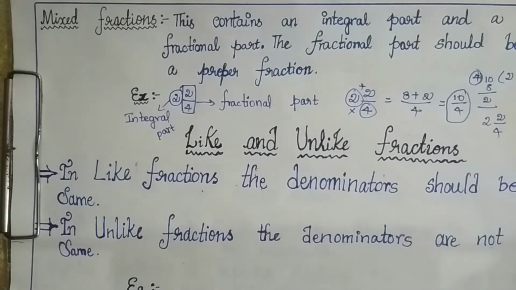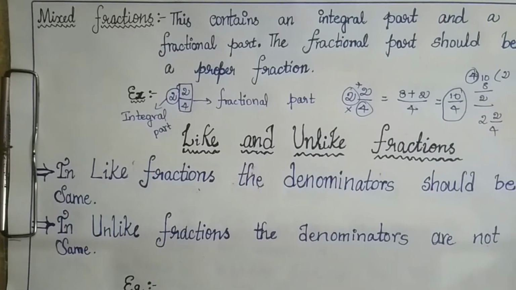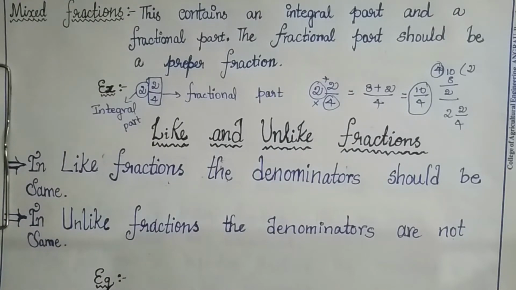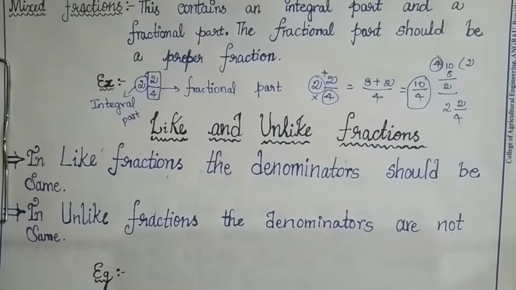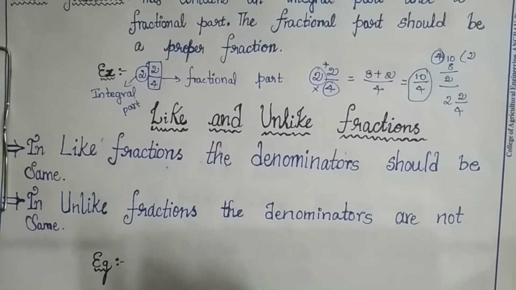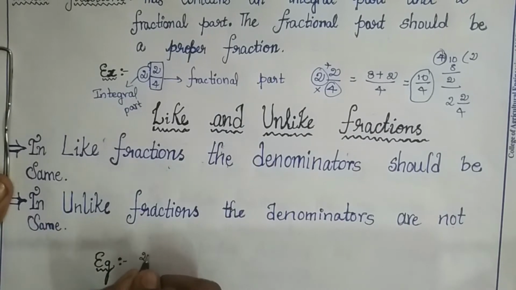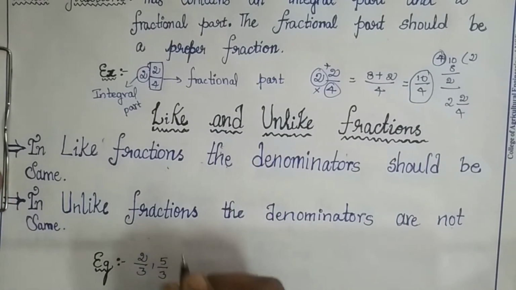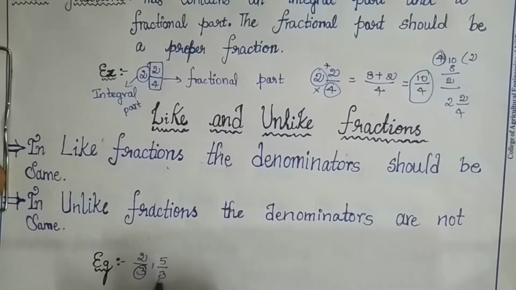Next, let us come to like and unlike fractions. Here, in like fractions, the denominators should be the same. But whereas in unlike fractions, the denominators won't be the same. Let us take one example for like fractions. Here, 2 by 3 comma 5 by 3. Here the denominators are the same.